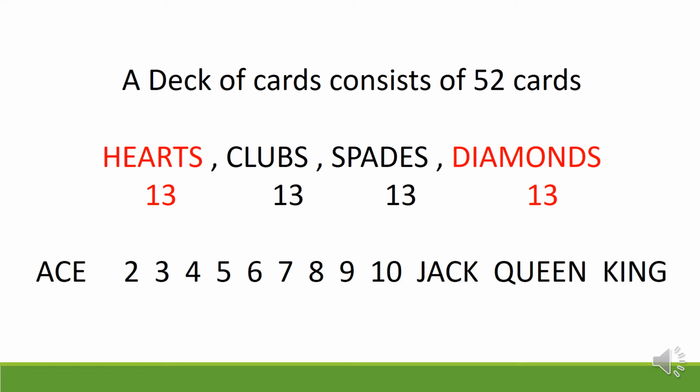First of all, we have to know what a deck of cards consists of. A deck of cards consists of 52 cards, in which 13 are hearts, 13 are clubs, 13 are spades and 13 are diamonds, and hearts and diamonds are red in color. Each suit consists of ace, the numbers 2 to 10, and a jack, a queen, and a king. So each suit consists of 13 cards. Totally there are 52 cards in a deck of cards.